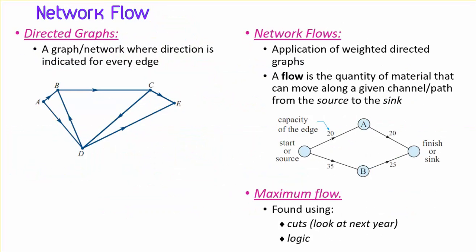Maximum flow and network flow involves directed graphs. Remember, directed graphs are just networks that have directional arrows on the edges. When we're talking network flow, a couple of things to remember is that the source and the sink is also known as just the start and the finish. So that's all you need to know for that. And the maximum flow is found using cuts and logic. And let's look at how to use that to find the maximum flow of a network.